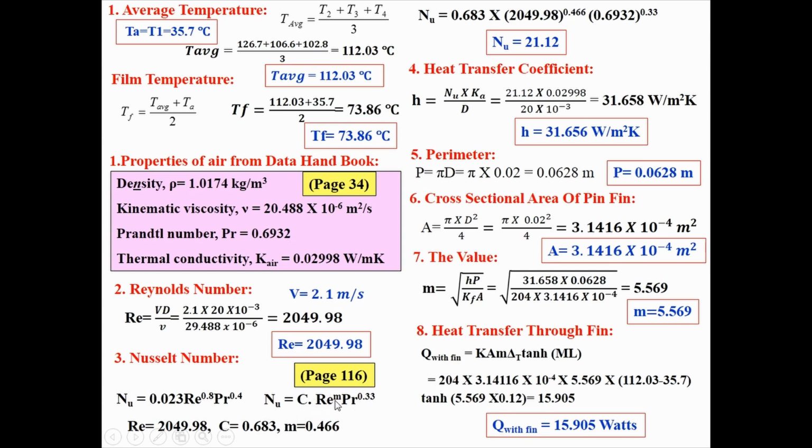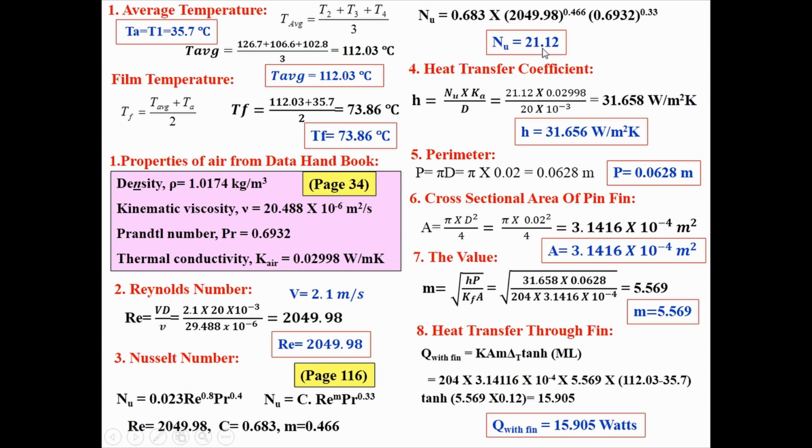These are constants. You have to take these values from the data input itself, based on the Reynolds number. So based on the Reynolds number, you refer to your data input, and you will get C is equal to 0.683, m is equal to 0.466. Once you know the values of C and m, you substitute in this main equation, because Re and Prandtl number, all values you already know. Then substitute all values in this equation, and we will get the Nusselt number as 21.12.